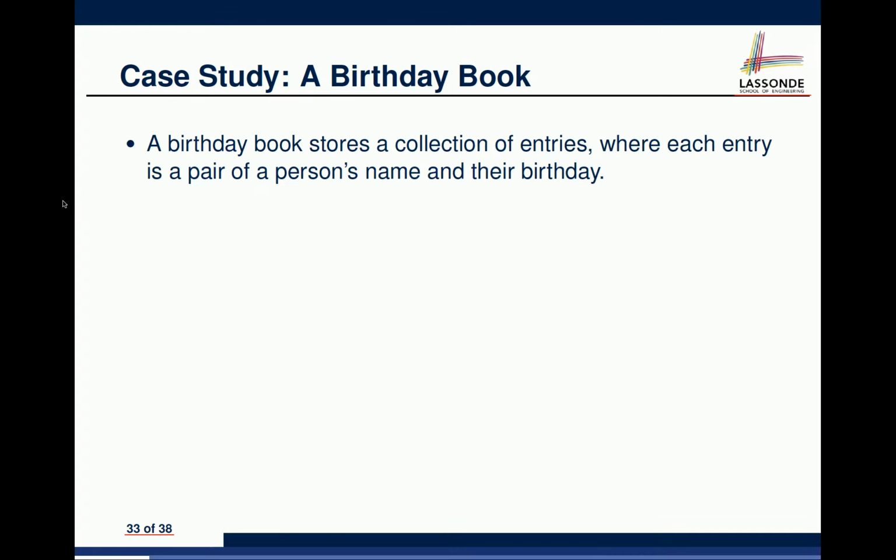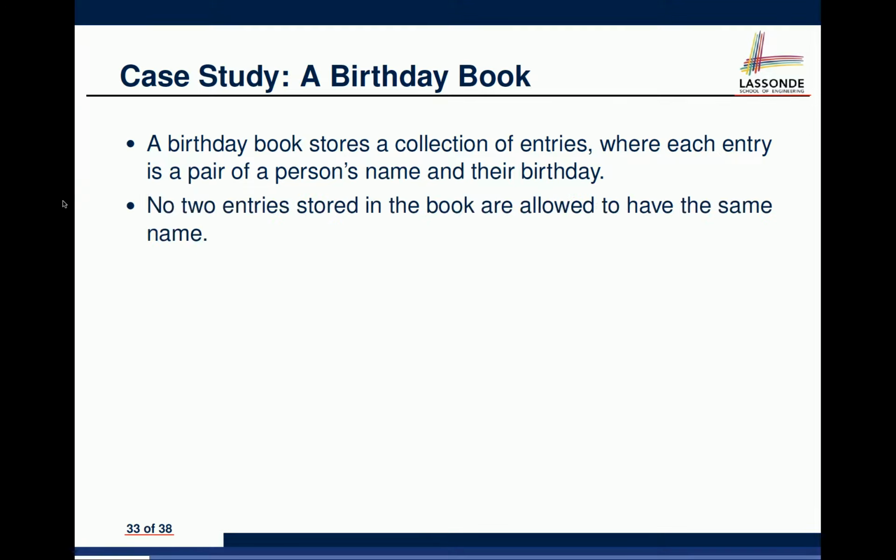Okay, it's going to be a collection of entries. Each entry will be a name and a birthday, right? And now, like a hash table, no two entries in the book are allowed to have the same name. Name will be the search key, so that's why they should be unique. And then each birthday will be a month and day.